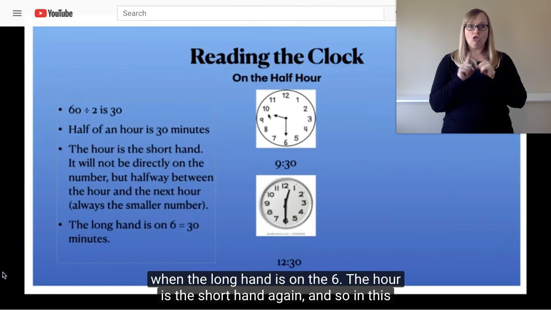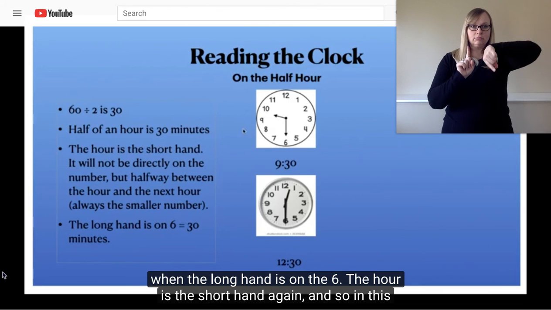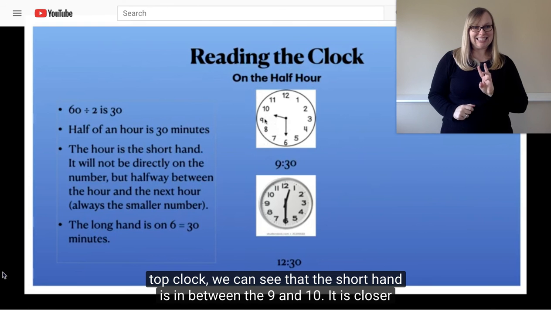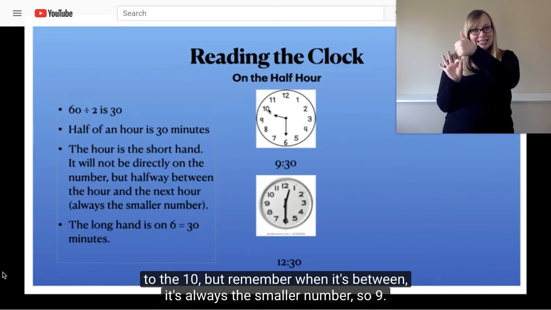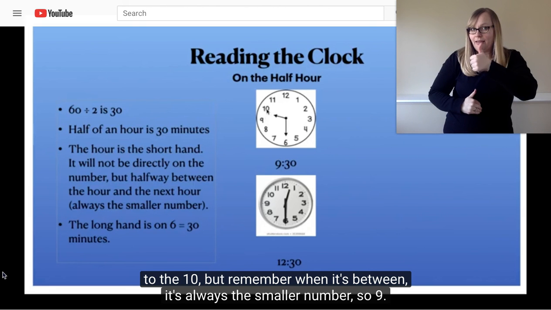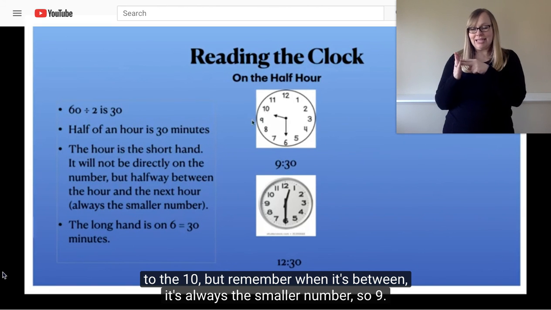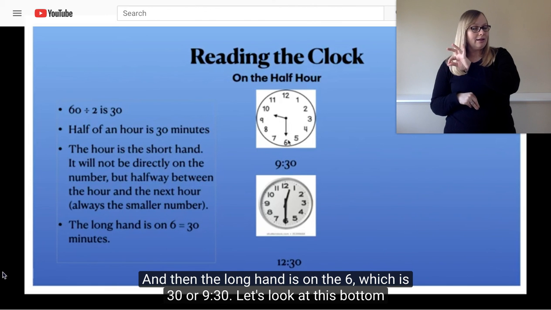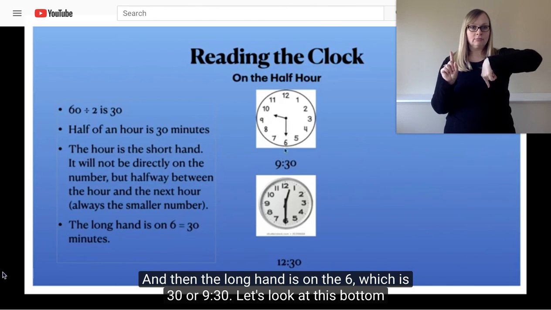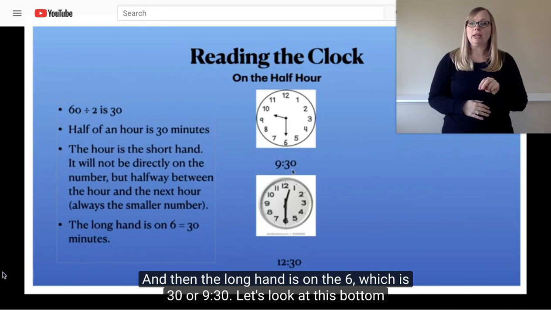The hour is the short hand again. And so in this top clock, we can see that the short hand is in between the 9 and the 10. It is closer to the 10. But remember, when it's between, it's always the smaller number. So 9. And then the long hand is on the 6, which is 30, or 9:30.